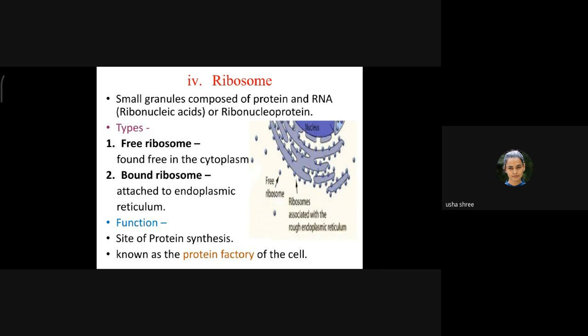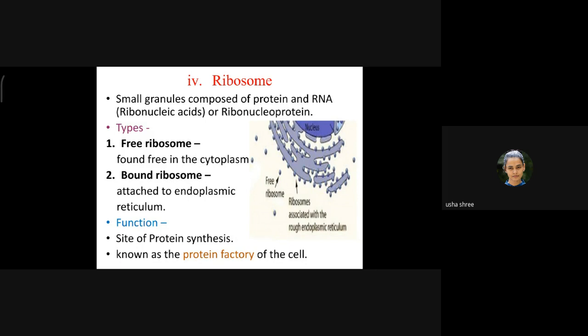So, what are the functions of ribosome? Site of protein synthesis, which means they synthesize protein. We have already discussed that they are composed of protein and RNA, so it's obvious they will synthesize protein only. So they are known as the protein factory of the cell. The protein factory of the cell is the ribosome.